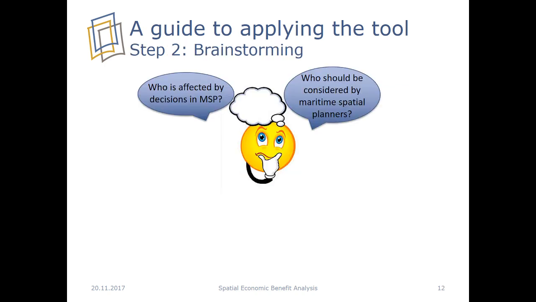Let's continue with step 2. Based on the first sector analysis, it is helpful to brainstorm on some guiding questions. Who in the respective sector is affected by decisions in MSP? And thus, who should be considered by maritime spatial planners? The answers to those questions help you to know what data to search for later on.